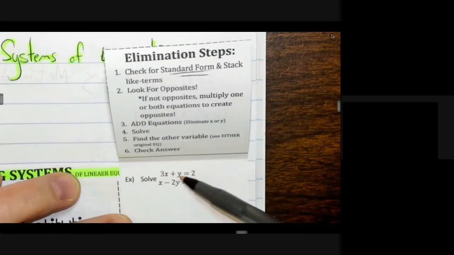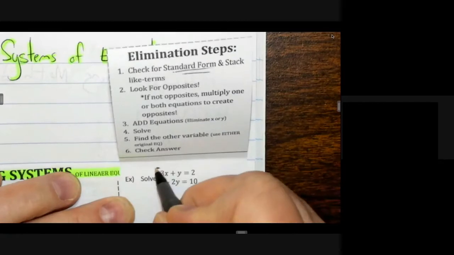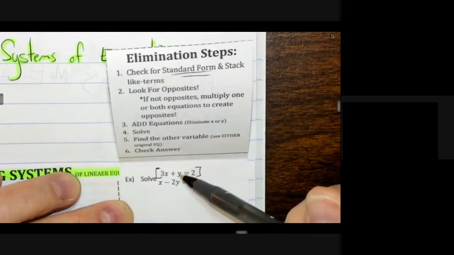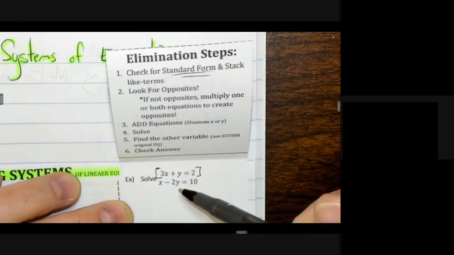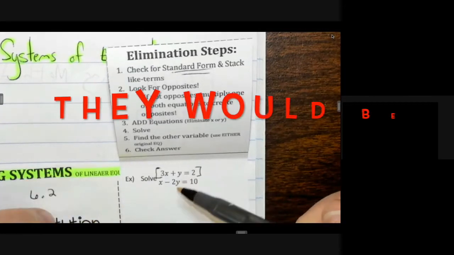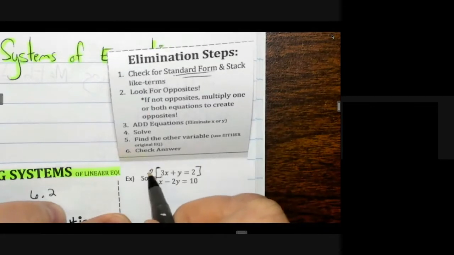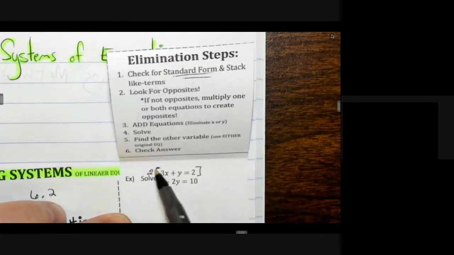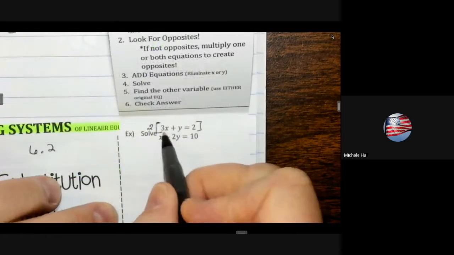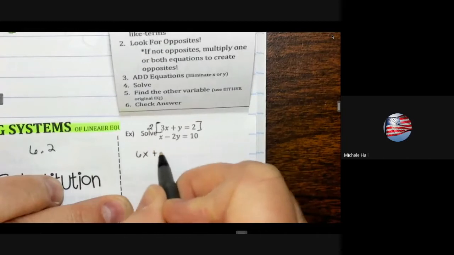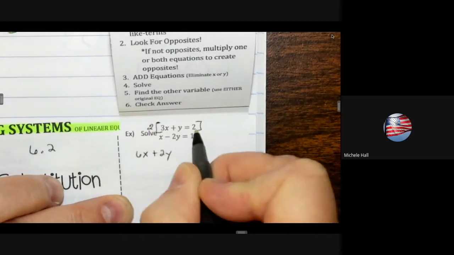How about we try to cancel our y terms? What could I multiply the first equation by that would make y cancel with a negative 2y? If I had 2y and a negative 2y, then both of them would cancel. I'm going to multiply this equation then by 2, and distribute that 2. 2 times 3x is 6x. 2 times y is a positive 2y. 2 times 2 is 4.